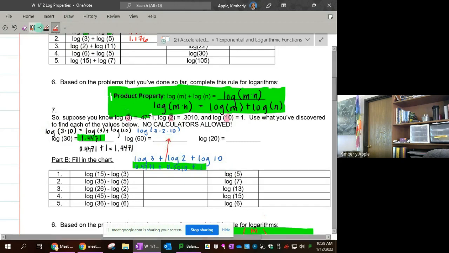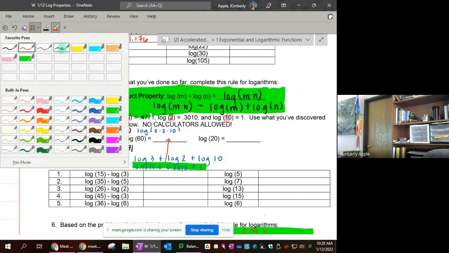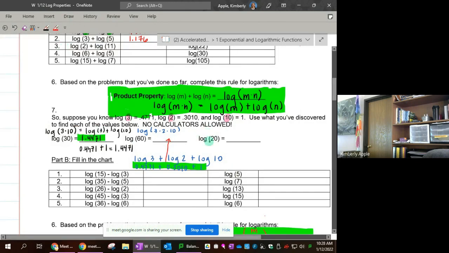And then finally, let's do the log of 20. We'll do that in green. So I need to write 20 as a product of these two numbers. Well, that would just be 2 times 10. So that would be the log of 2 plus the log of 10. And so you would just grab those decimals that are those values and add them together, and that would be your answer for the log of 20.